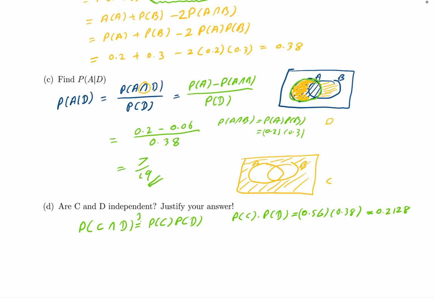D is the event that exactly one occurs, you know, this and this. So do you see any intersection of this? Because we need C and D. No, right? There is no area that is colored with both colors, right? No. Therefore, probability of this equals 0. But the other is not equal to 0. That is 0.2128. These two are not equal, right? Therefore, C and D are not independent.